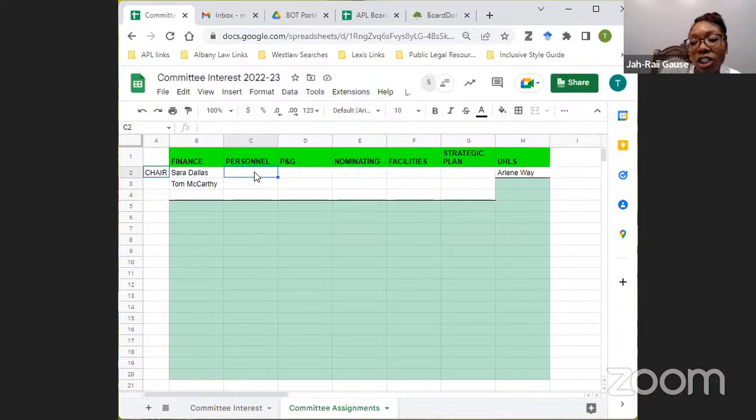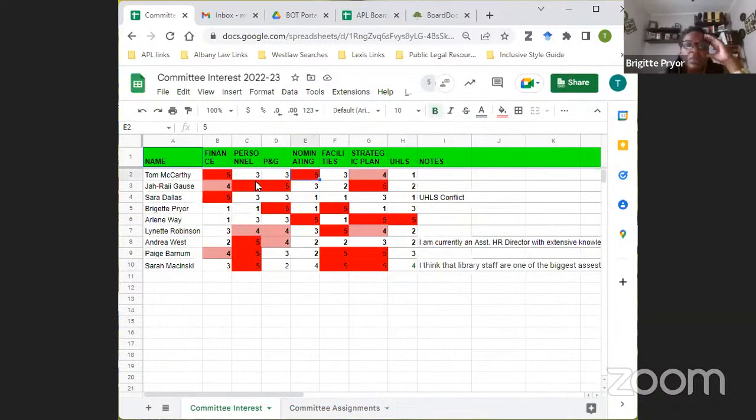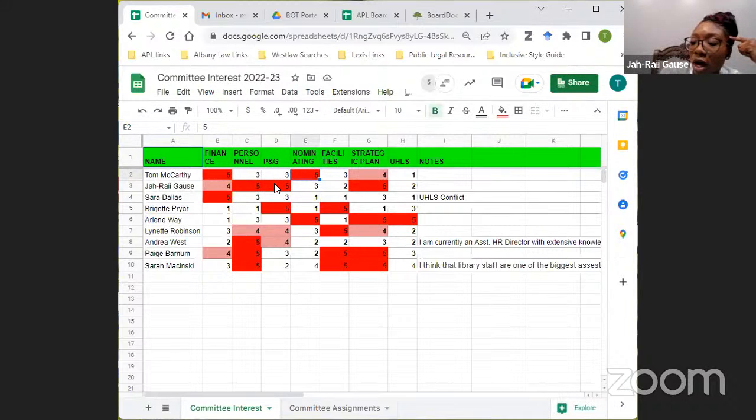So if we could just go down the line and figure out who's going to be the chair of each committee. Jare, would you be chair of the personnel committee? I wasn't on personnel last year. I would honestly prefer to do P&G since I had experience in P&G last year. I would want a person to be on P&G if there was a hard one that I had to chair.